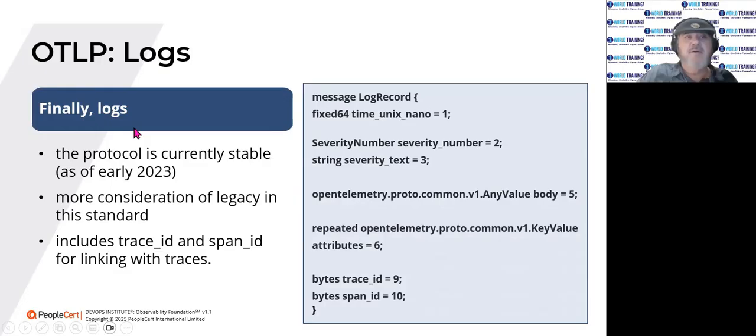Logs, the protocol is currently stable as of 2023. There's more consideration of legacy in the standard than previous versions. It includes trace ID and span ID for linking the traces. Again, there's an example on the right side. You don't really need to memorize it, but you can see it's composed of a message log record with some attributes, fixed64 time Unix nano, severity number, string severity, what version of protocols are being used, repeated OpenTelemetry protocol version 1, key value, and different attributes.